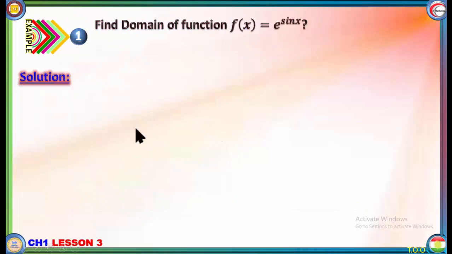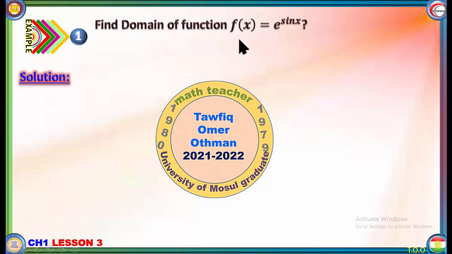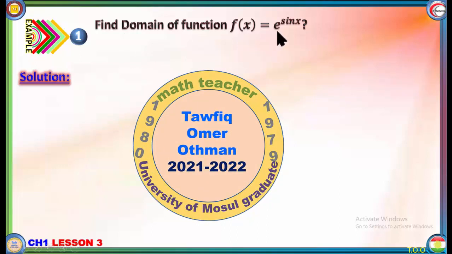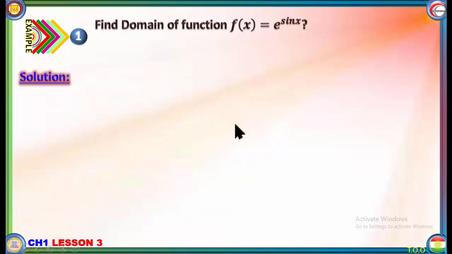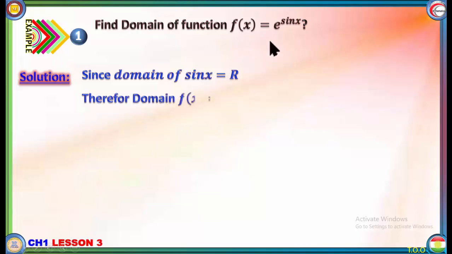Example number 1. Find the domain of the function f(x) equals e to the power sine x. Since the domain of sine x is all real numbers, therefore the domain of the function f(x) equals e to the power sine x is R.